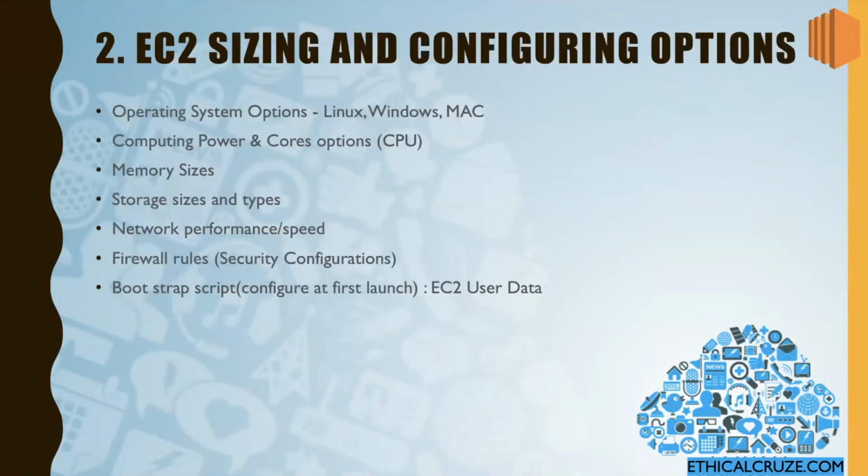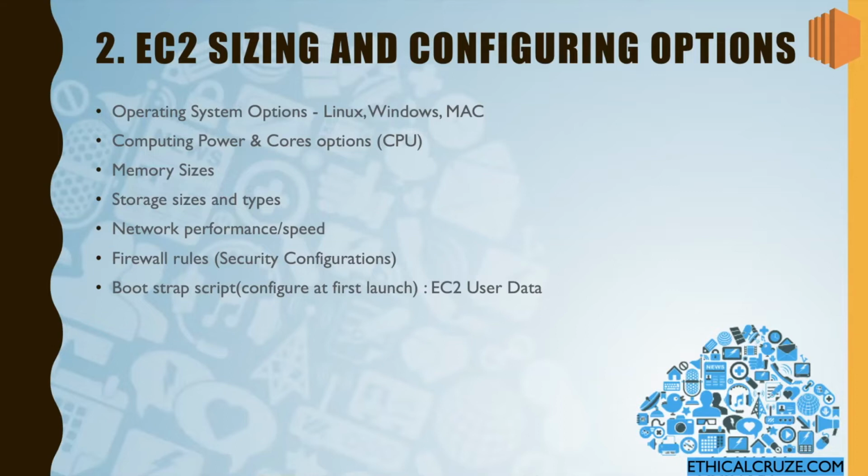Okay, next comes EC2 sizing and configuration options. EC2 provides you full control of what you can configure in it. It provides operating system options, so whatever operating system you want to choose to build your application on top of, you can choose from Linux, Windows, Mac, any operating system you want. Also, it lets you decide the computing power and core options which you demand. You can select as many options from that. Also, it lets you choose from different memory sizes, and different storage sizes and types.